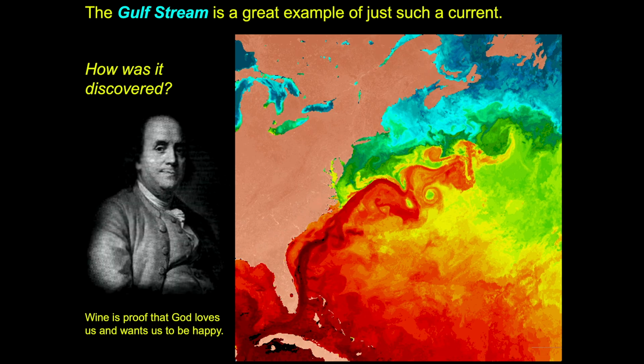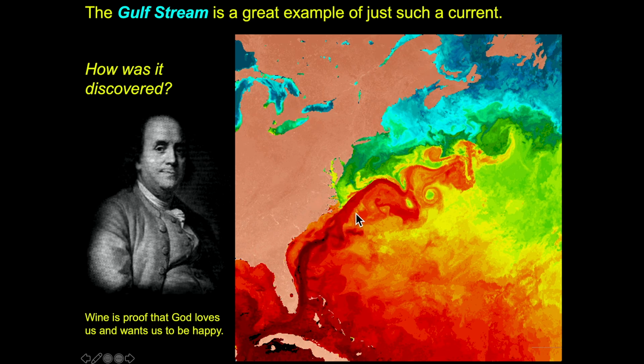So this Gulf Stream was discovered by famous wine drinker, first postmaster general of the United States, scientist, general party boy, very important in the early history of the United States, Benjamin Franklin. He's credited with saying, "Wine is proof that God loves us and wants us to be happy." I don't know if he actually said that. It's also been described as beer is proof, but that's definitely made up.